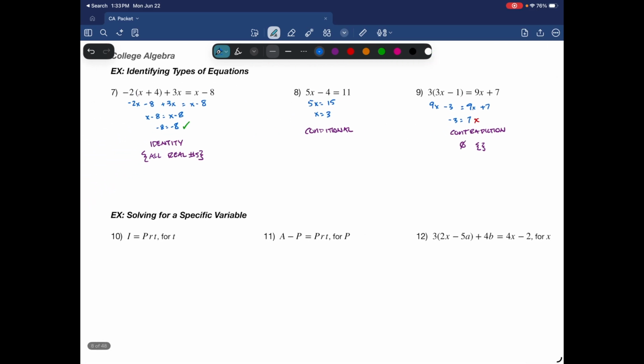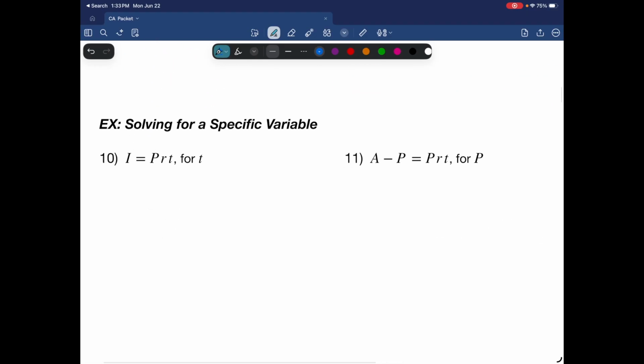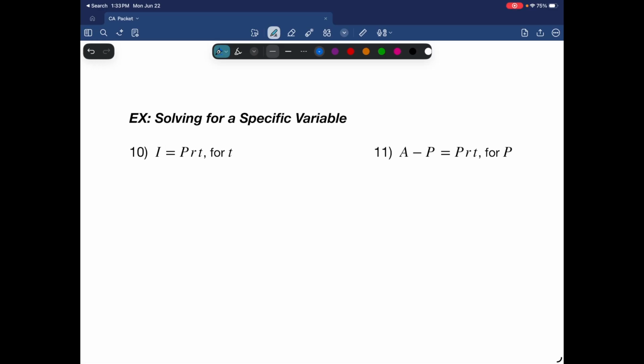Now, another thing that they may ask you to do is, with equations, you can't solve for an answer if you have more than one variable. But if you have more than one variable, you can manipulate the problem to solve for a particular variable. So for this first problem, you have your simple interest formula, I equals PRT, and it says find the equation for T. In that situation, I would simply divide by everything that's not t. And my answer would be I over PR equals t.